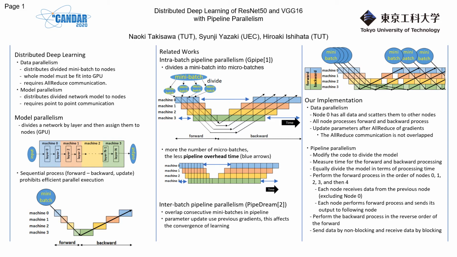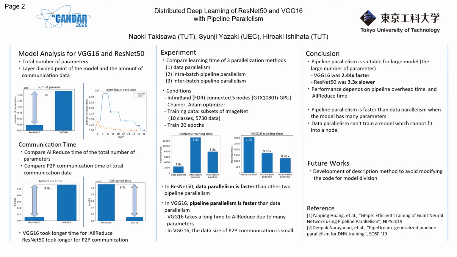In this research, we implemented data parallelism, intra-batch pipeline parallelism, and inter-batch pipeline parallelism. In data parallelism, there is no overlap of all-reduce communication. In pipeline parallelism, the sending is overlapped and the receiving is not. First, we compare the number of parameters and the input data size of each layer for ResNet50 and VGG16. The number of parameters of VGG16 was 7 times greater than that of ResNet50. VGG16 has a smaller input data size than ResNet50 in all layers except the output layer.